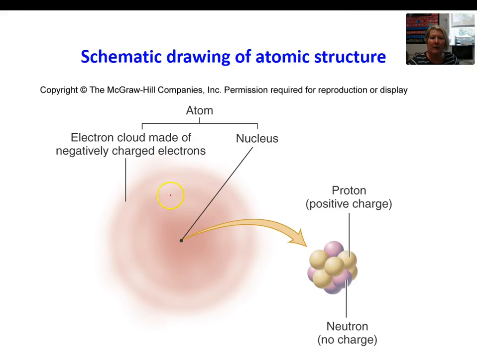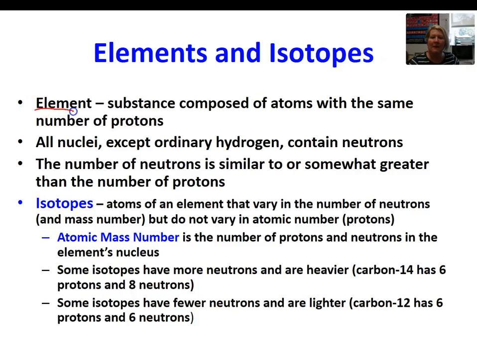Here's a schematic drawing of the atom. We have a teeny tiny nucleus in the center, and then what we call the probability cloud, or electron cloud, where the electrons are moving around in 3-dimensional space. Protons are positively charged, neutrons neutral, electrons negatively charged. An element can't be broken down into anything else and maintain its properties.